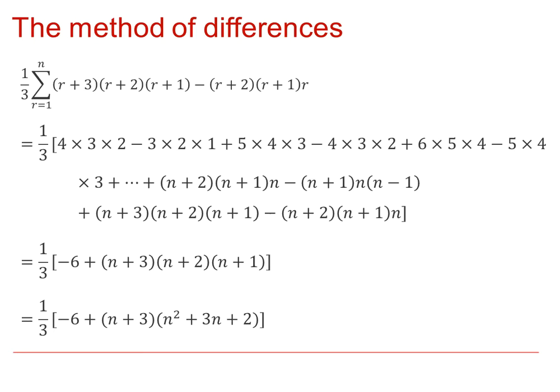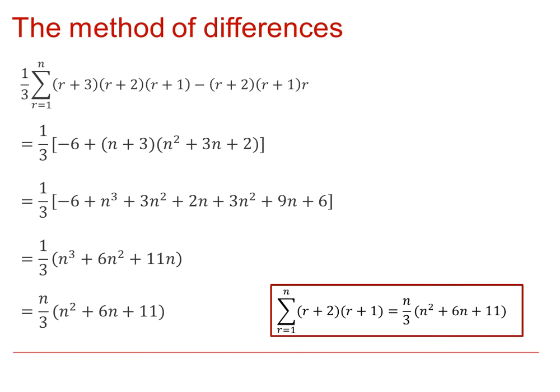Here we have the same expansions done horizontally and slightly more neatly, resulting in the third of minus 6 plus the n plus 3, n plus 2, n plus 1, and then going on to manipulate this further algebraically. You may like to follow this more carefully for yourselves when you pause the slide, but the result is n over 3, n squared plus 6n plus 11.